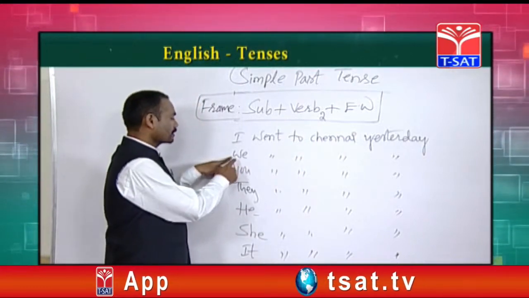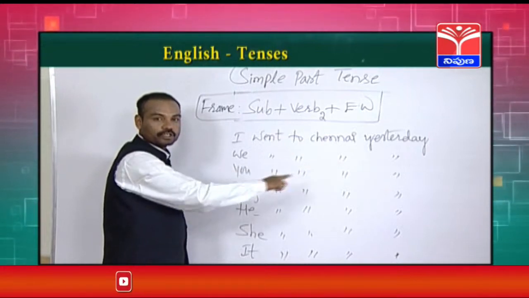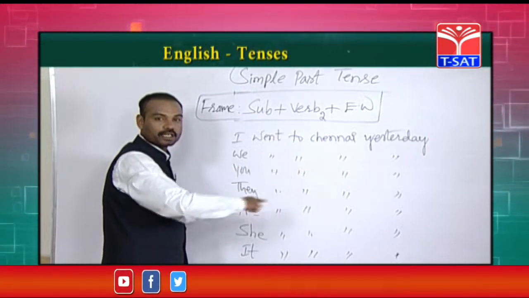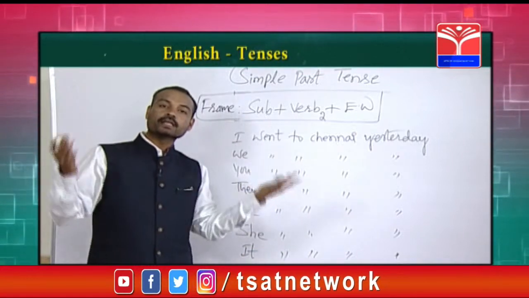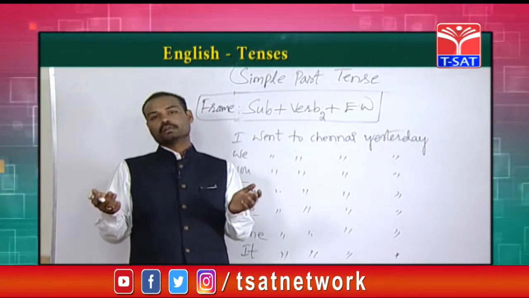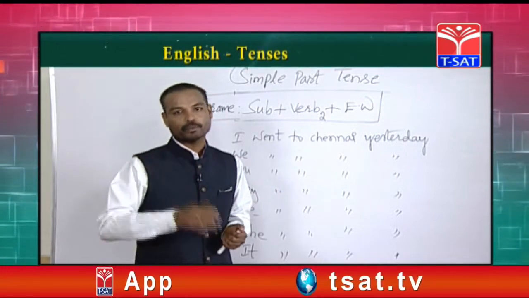Next let's take another subject, that is we. We went to Chennai yesterday. You went to Chennai yesterday. They went to Chennai yesterday. He went to Chennai yesterday. She went to Chennai yesterday. It went to Chennai yesterday. You can take any subject, whether it is singular or plural. After any subject you can use the second form of the verb.